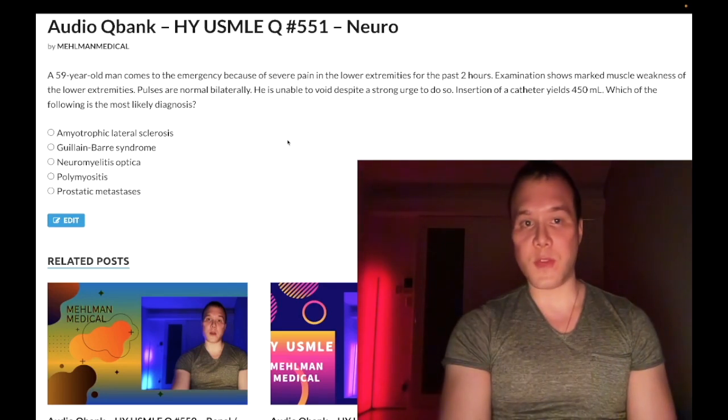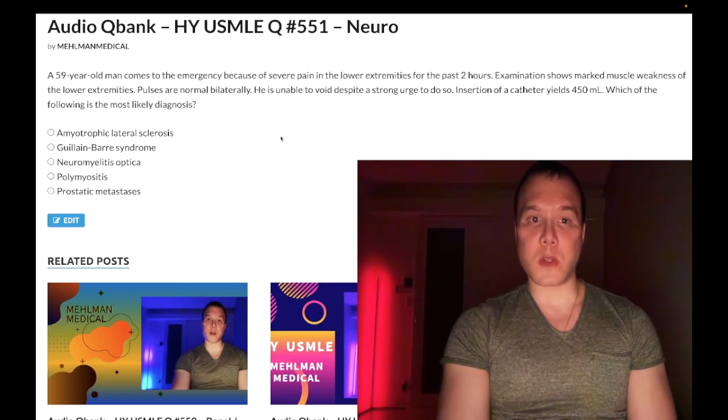Now start the clip. A 59-year-old man has severe pain in the lower extremities for 2 hours. Examination shows marked muscle weakness of the lower extremities. Pulses are normal bilaterally. He is unable to void despite a strong urge to do so. Insertion of a catheter yields 450 milliliters. Which of the following is the most likely diagnosis?